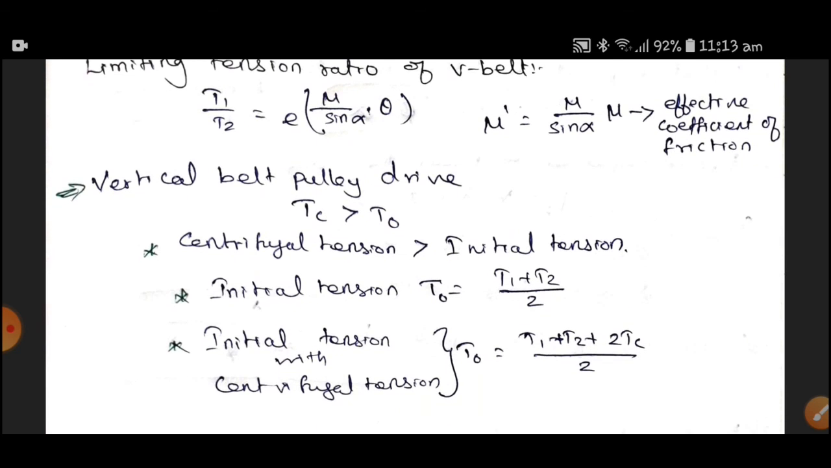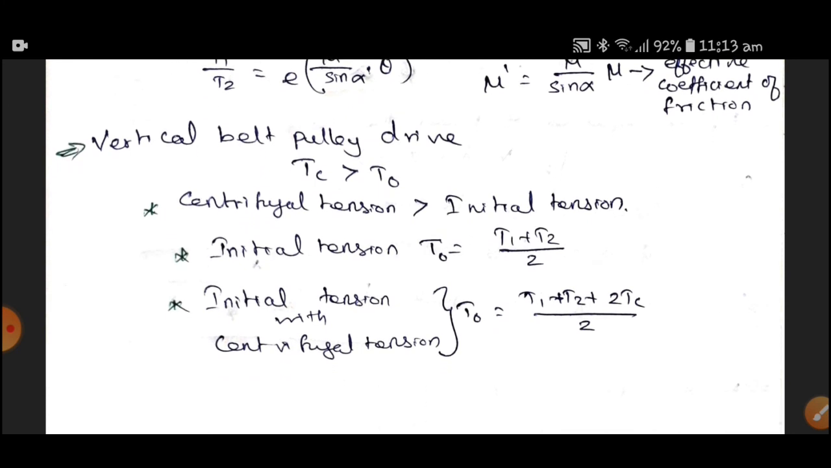In the V-belt drive, the centrifugal tension is more than the initial tension. The initial tension T0 is equal to (T1 plus T2) by 2, whereas with the centrifugal tension, T0 is equal to (T1 plus T2 plus 2Tc) divided by 2.